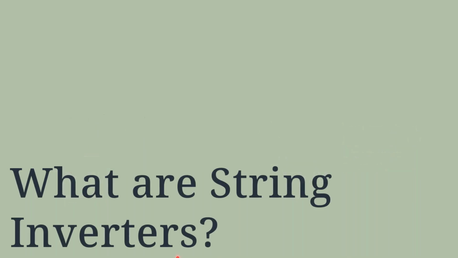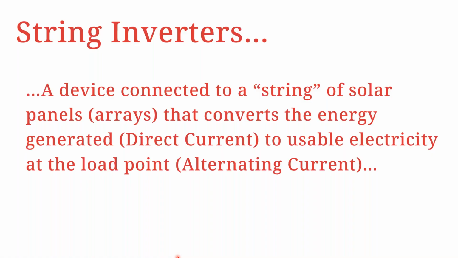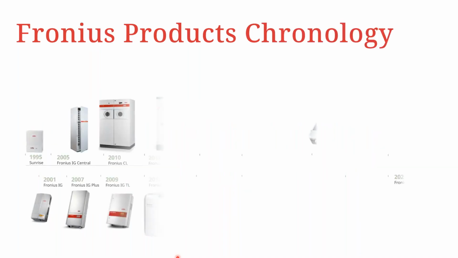So to start off, what are string inverters? By definition, string inverters are basically devices, or singularly a device, that is connected to a string of solar panels or arrays that converts the energy generated, which is usually DC or direct current, to usable electricity at the load point. These usually are alternating current.